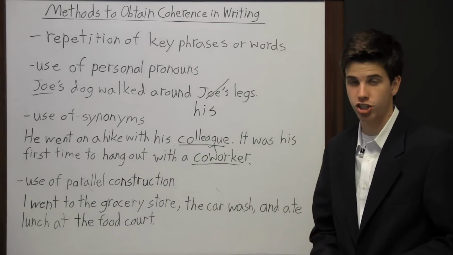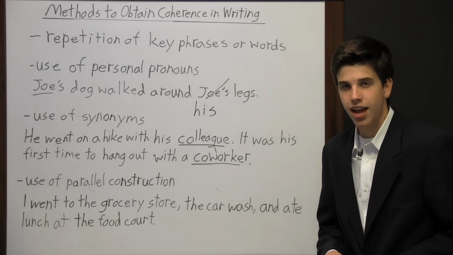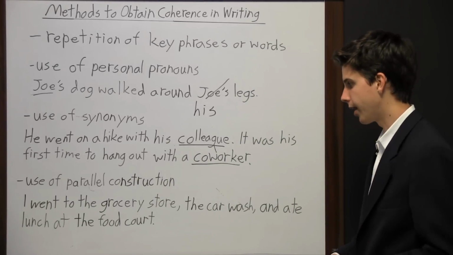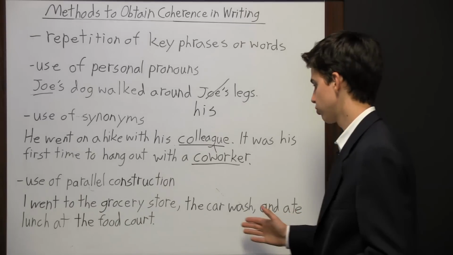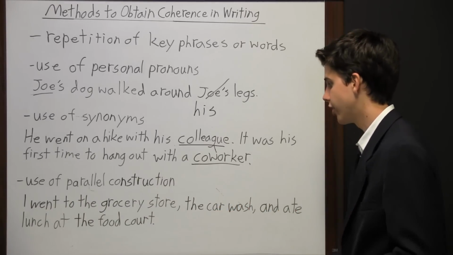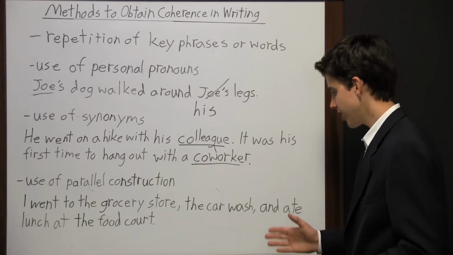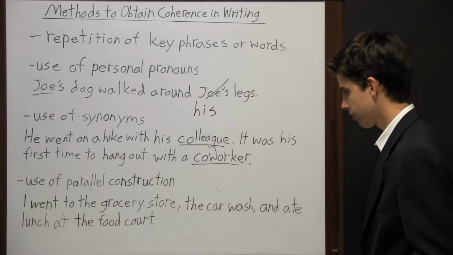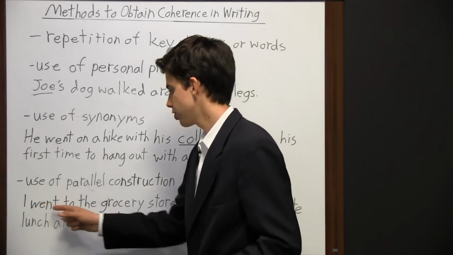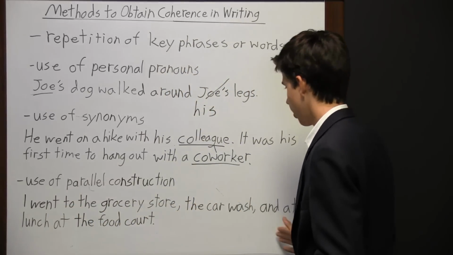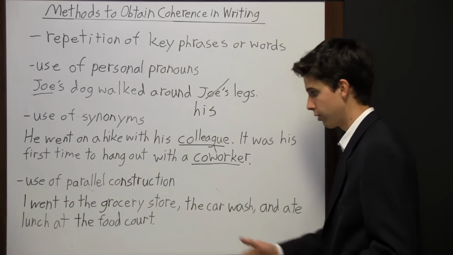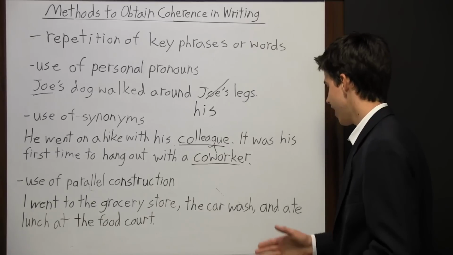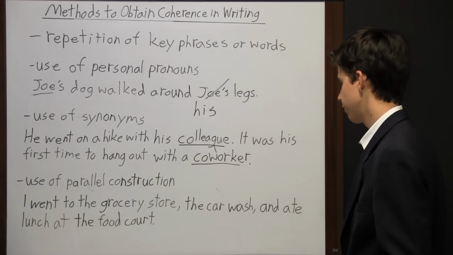And so parallel construction is when you have items in a series and you approach each item in the series the same way. And so this sentence says, "I went to the grocery store, the car wash, and ate lunch at the food court." And so each item in this series does not have the same grammatical setup. See, you should be able to apply the first 3 words of this sentence to each part of the series. You should be able to say, "I went to the grocery store," which you can, as well as "I went to the car wash," and then "I went to ate lunch at the food court."